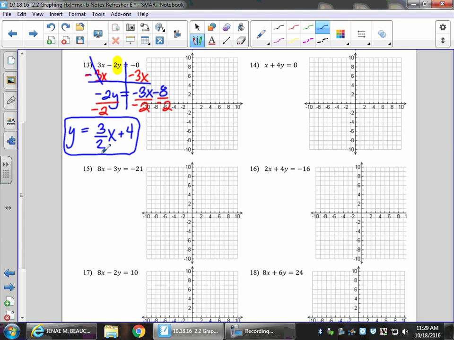And remember, fractions are great for slope. What would this be as a set of directions? 3/2. Well, how would you count? Up 3, right 2. Very good. One more. 14. Someone I have not heard from yet. Help me out. What am I going to do first for 14? What moves first for 14?